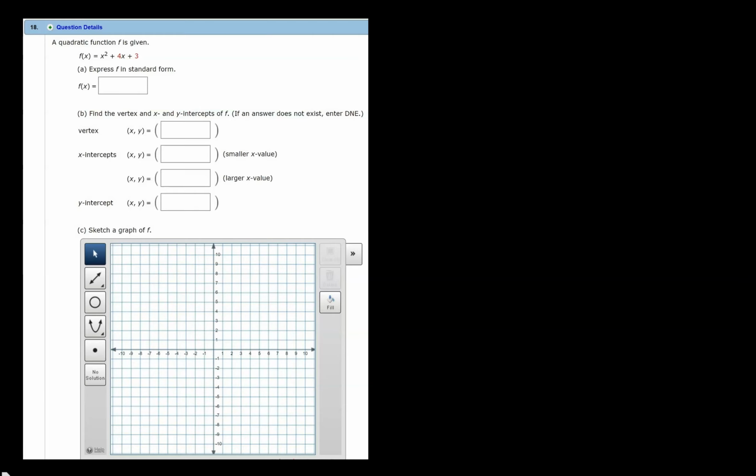Alright, number 18, we got a quadratic function and we've got a whole lot of stuff to do with it. First part A says express it in standard form. Don't worry about that part. You can find the vertex using the vertex formula instead, so don't worry about the standard form part for the test. On part B, the first thing we want to find is the vertex.